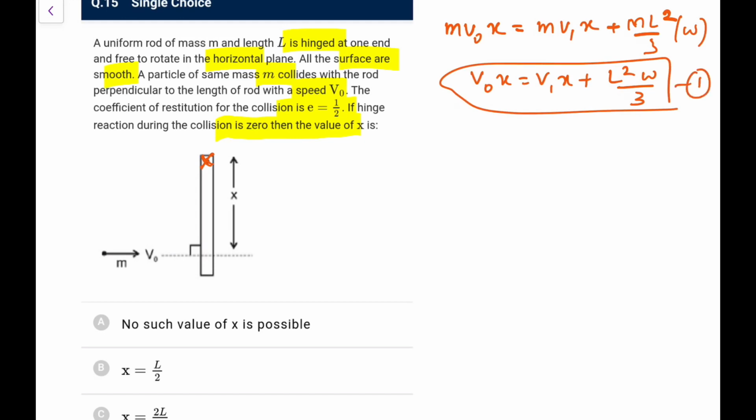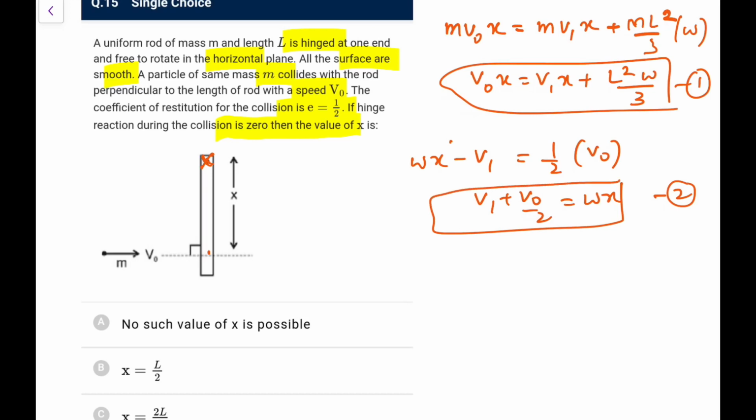Next, the coefficient of restitution is half, so the final separation velocity of this point, omega x minus v1, would equal half times v0. That is what we can write here. So v1 plus v0 by 2 is equal to omega x. This is the second equation.